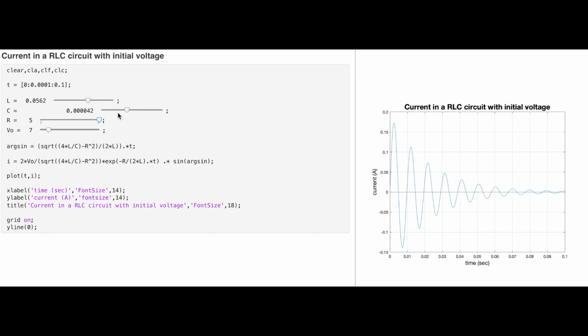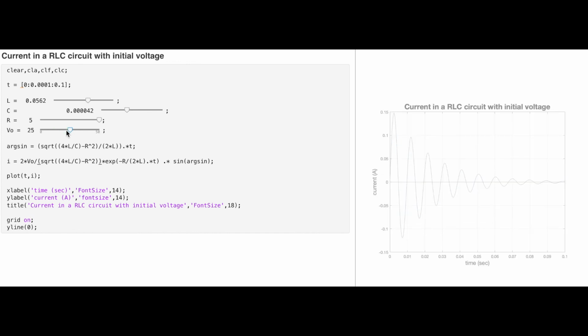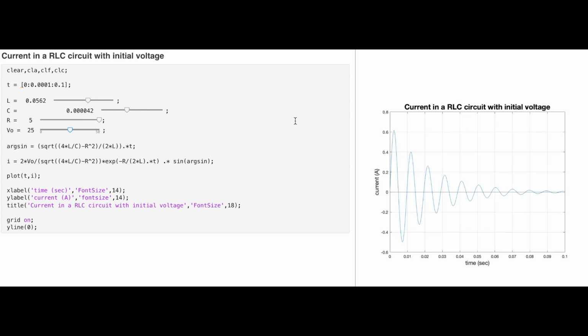And then the voltage should just really affect, and this is the initial voltage, the scale on the current over here. So as the voltage is increased to 25 volts, yeah, that's just affecting the scale. So that's that. That's second order damped harmonic motion for an RLC circuit with an initial charge on the capacitor.